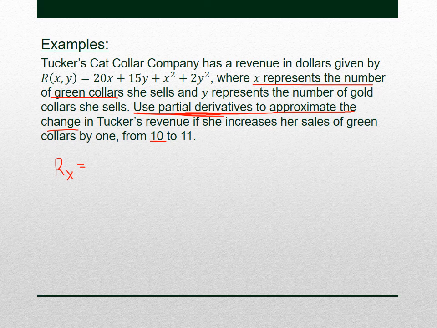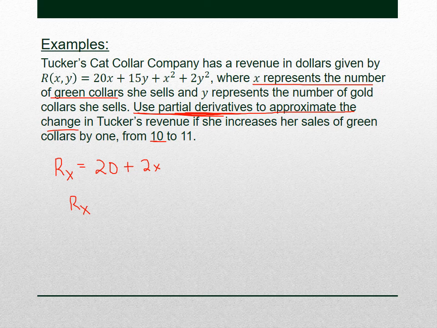Okay, so let's find that partial derivative. What do we get? Well, we get 20x becomes just a 20. 15y, we're taking the partial with respect to x, so that's going to go away. There's no x in there. Then we're going to add x squared becomes 2x. And 2y squared, no x in there. When we take the partial derivative, it goes away as well. So there's our partial derivative with respect to x.